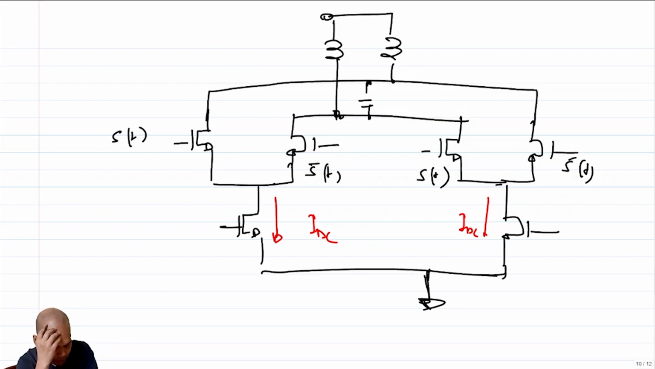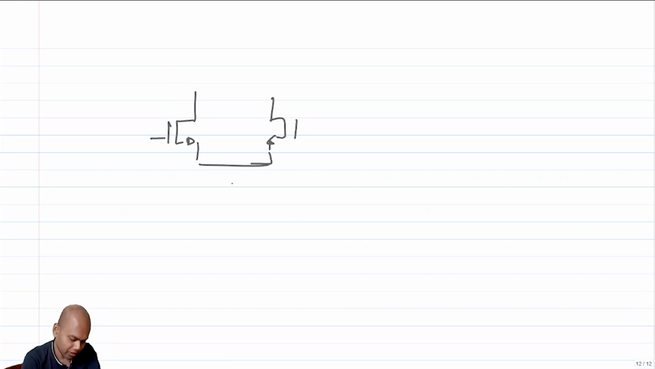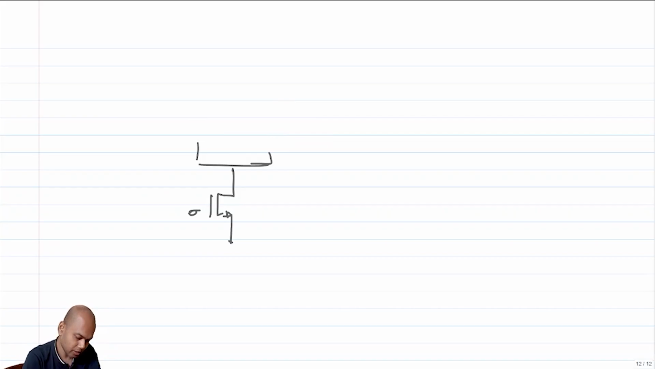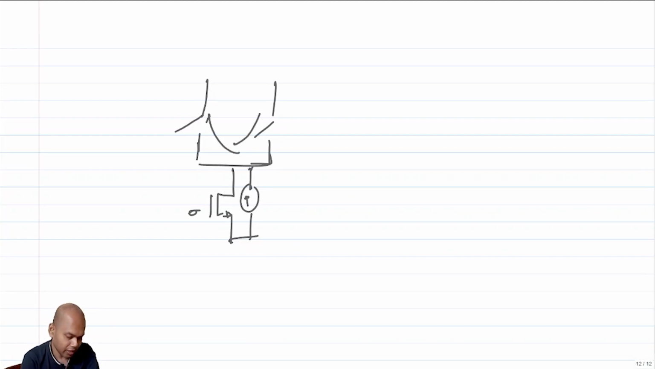So now, which flicker noise should I be bothered with? Let's look at it one by one. I'll only consider this differential pair, and I'll not consider the other half. This guy is switching, so I'll just use a switch for it right now. I have a flicker noise, just like other noise. I have a flicker noise current that goes in, and at times it goes this side for half the cycle, and the other half of the cycle it goes that side.